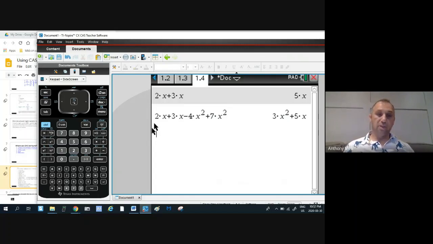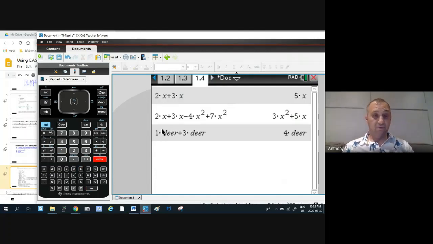What else can we do? Instead of adding x's or x squareds, we could try adding, I don't know, deer. So we could say deer plus 3 deer is 4 deer. And that works fine for deer, or it works for moose pretty well too.